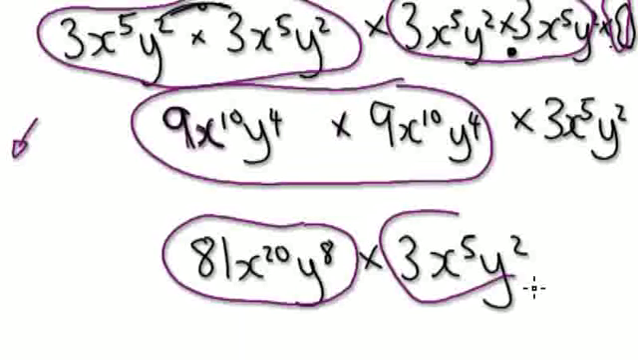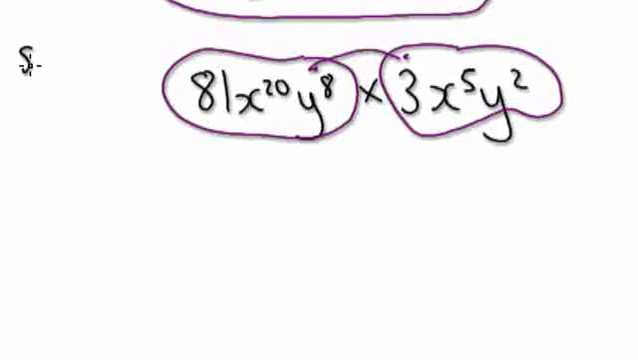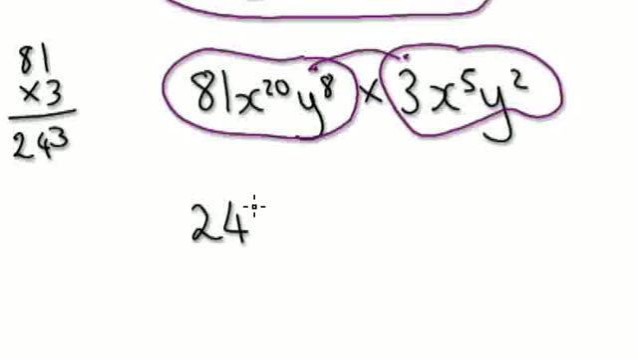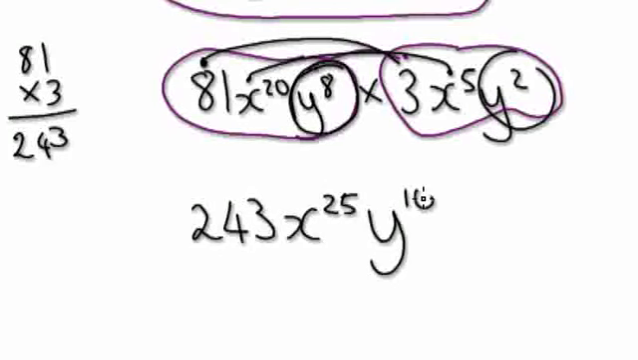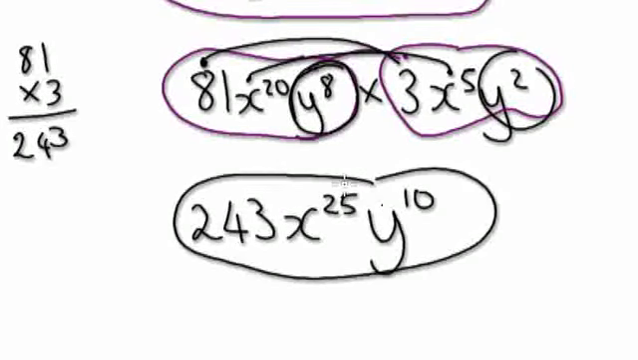Now you've got this times this, so let's merge the two now. 81 times 3, 3 times 1 is 3, this times this, 24, so it would be 243. Remember, 81 times 3 is 243, and the x to the power of 20 times x to the power of 5 would be x to the power of 25, and here you've got this times this, so that would be y to the power of 10. So this would be your final answer.